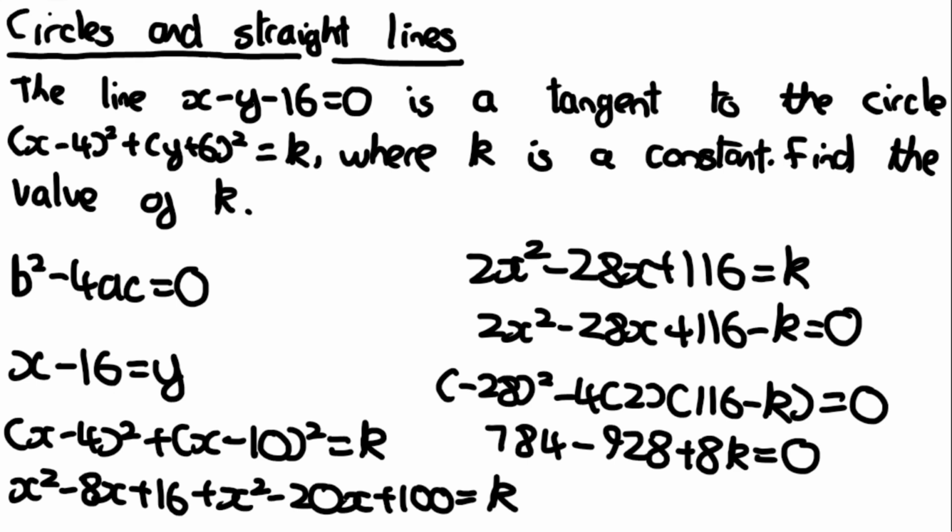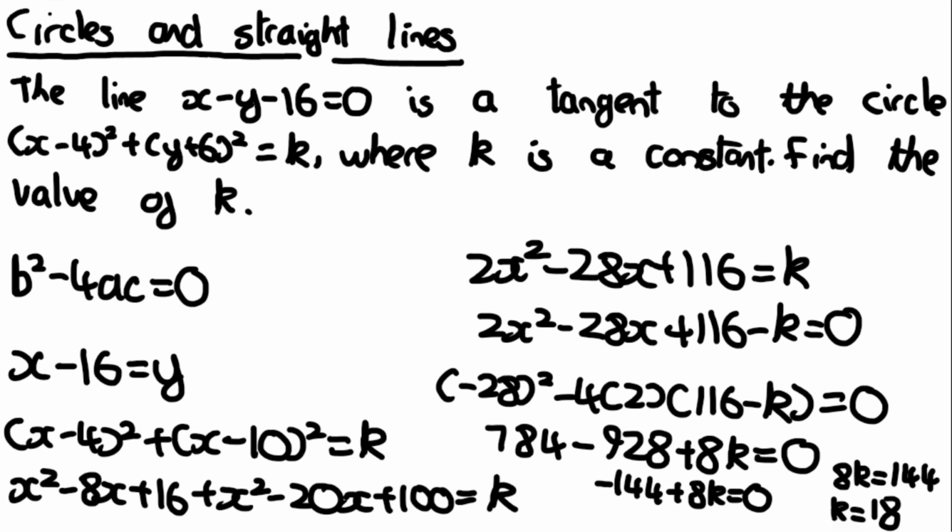If we put 784 minus 928 into a calculator, it's going to be equal to minus 144 plus 8k is equal to 0. So therefore 8k is going to be equal to 144, and then k is going to be equal to 144 divided by 8, which you put into a calculator. It's going to be k is equal to 18, and this is the answer.